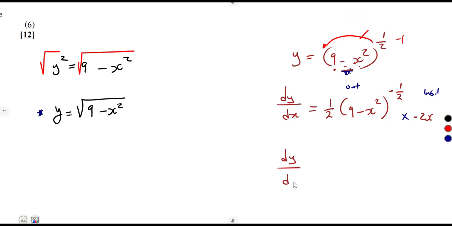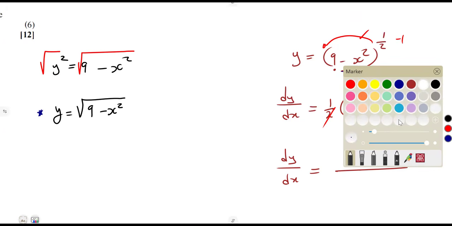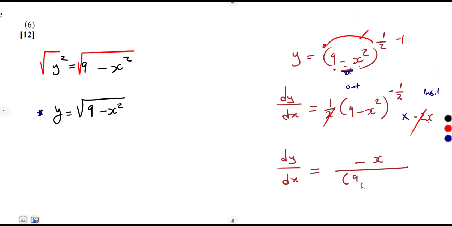All right. In a better way, we can just simplify by looking into it. So 1 over 2 and this cancels. So you're going to remain with x, which is minus x. So it's minus x over. Why am I saying over? This is carrying a negative exponent. So we are going to write it down as 9 minus x squared to the exponent of a positive half.